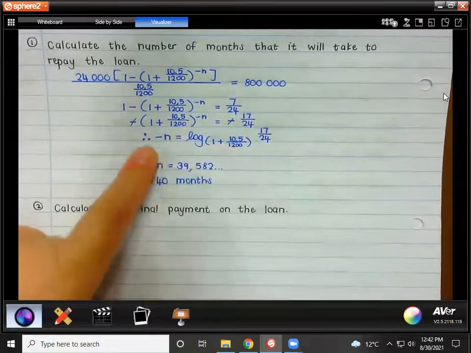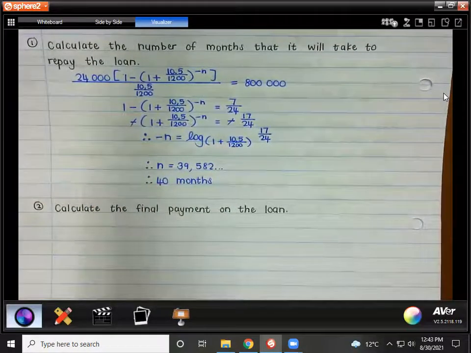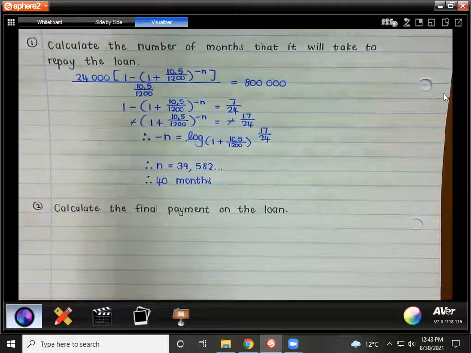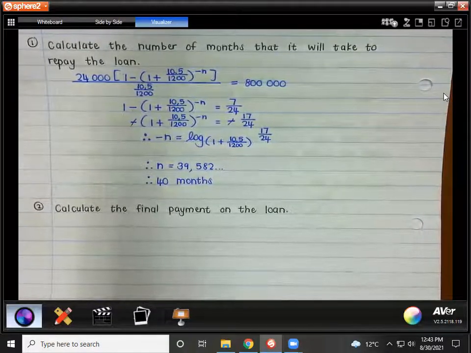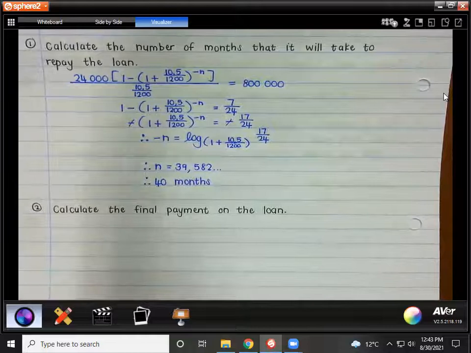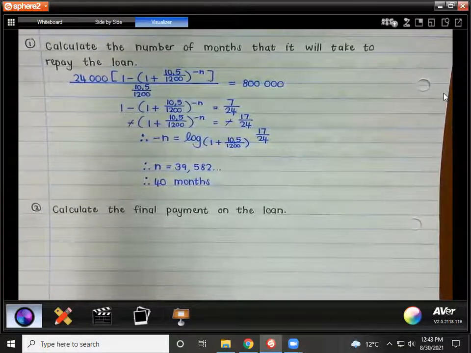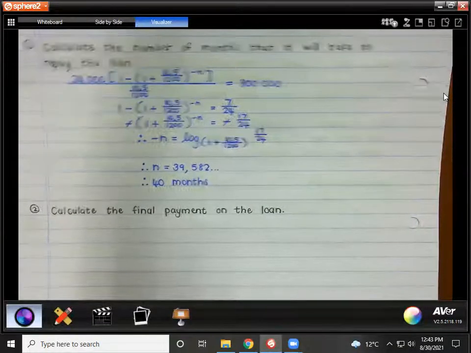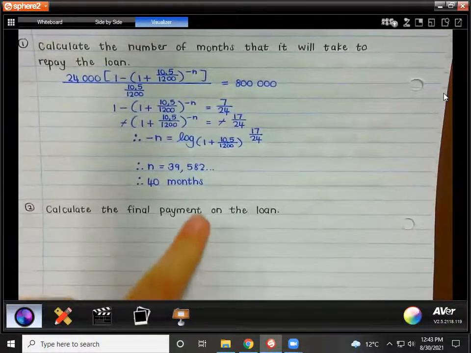You do get a negative answer, but because it's negative, you can then just disregard that negative, right? So you're getting 39.582 months. So guys, that means that after 39 months, would this loan be repaid? No, you would still have to make another payment, all right? So that is actually 40 months in total.